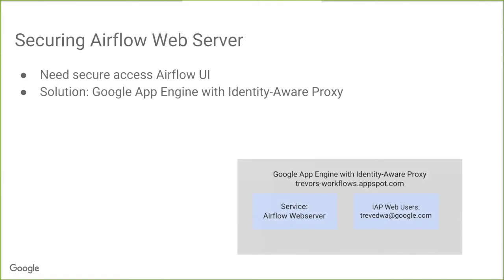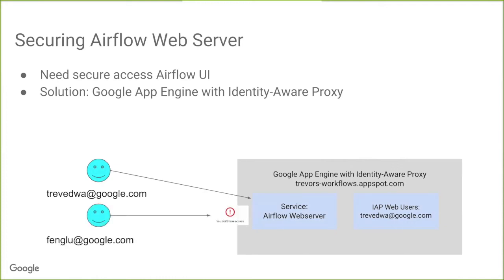To give you an example, let's say I'm hosting this app, trevorsworkflows.appspot.com. What you would do is you'd have this Airflow web server as a service for App Engine, and you'd configure yourself as an IAP web user. So if I go to use this Airflow web server, I'll be able to get in just fine and use it. If my manager wants to see what I'm doing, I'd have to give him access. So that's nice in case maybe I'm just processing memes or something. I'm not sure.